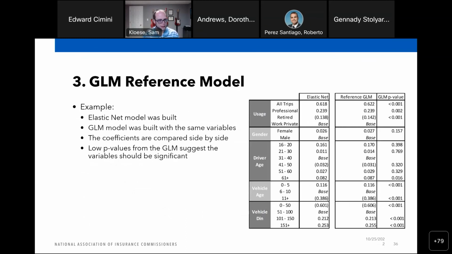In this case, I built an elastic net model, and then we built a GLM model with the same variables. Then you can compare the coefficients side by side to see if they're reasonably close and look at what the p-values from the reference GLM are. Low p-values from the GLM suggest the variable should be more significant. If you do a comparison here, you'll see the elastic net coefficients are pretty close to the reference GLM. They're constrained so that they're a little bit closer to 0 than the reference GLM coefficients, but in this case they're pretty close, and you may find that those p-values are informative.